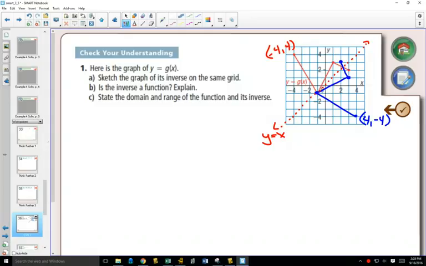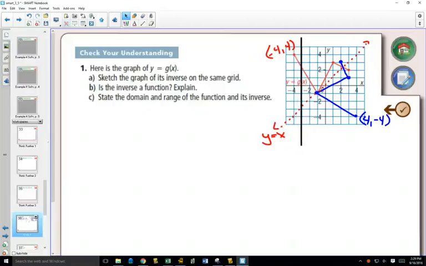Is that inverse a function? How do you tell if something's a function or not? It has to pass the vertical line test. So if we draw a vertical line, that looks better. If we draw a vertical line and we go across, notice that the red graph, as that vertical line is going across, only touches that vertical line at one place.